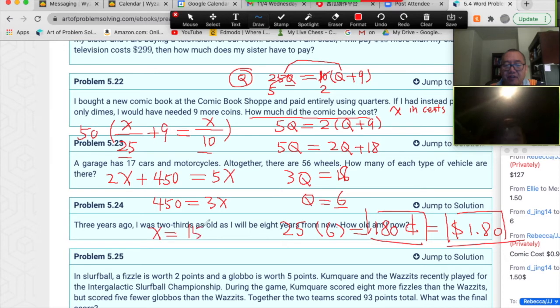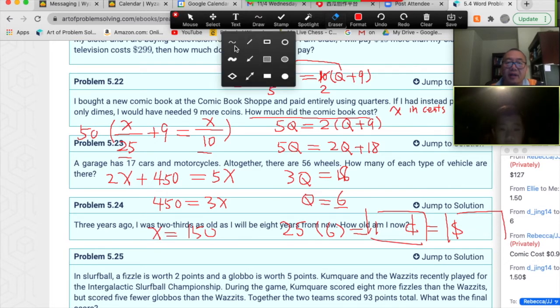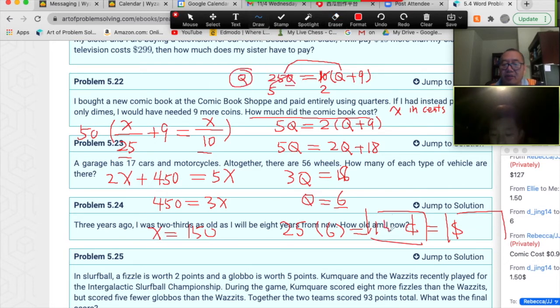150. Oh, what I read here was wrong. 25 times 6, this one equals 150. It's not 180. Okay? See, this one equals 150 cents. That's $1.50. Okay, see, we get the exact same answer, right?